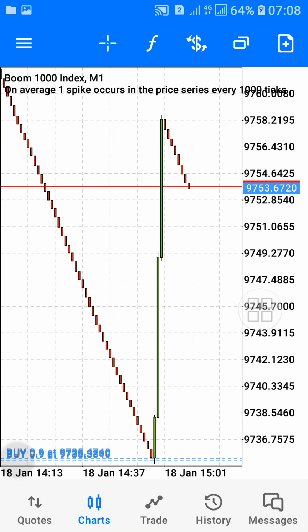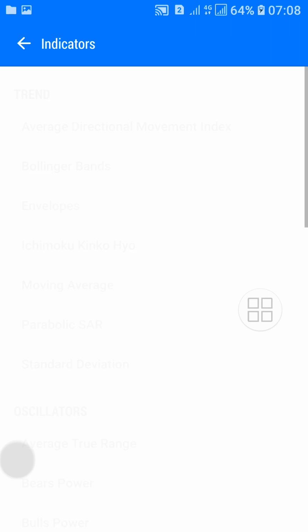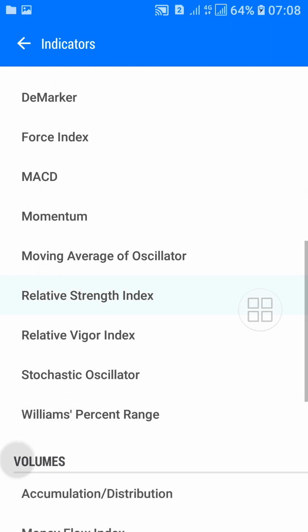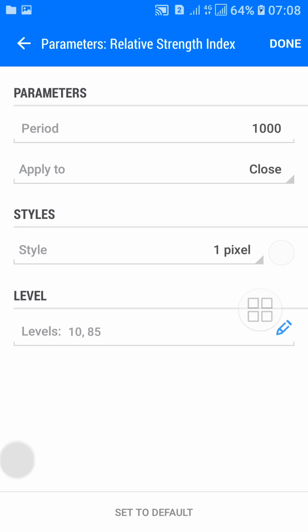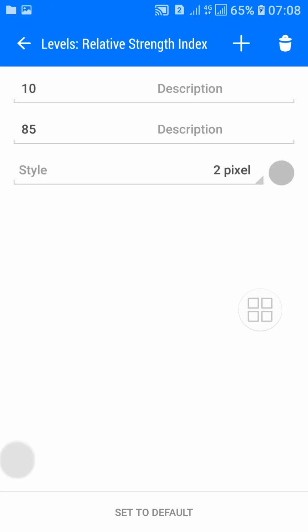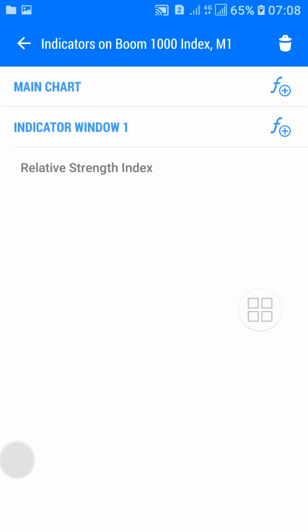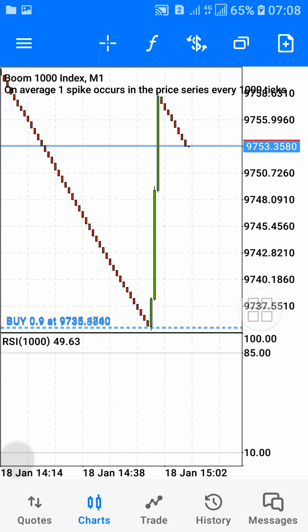The first indicator I'm going to be adding here will be the Relative Strength Index, and these are the parameters I'm using. You can screenshot this information so you can use it. The levels are 10 and 85. As for the style, you're going to use style 1, and your color should be the color of your background. All right, so I have my indicator window 1 right here.